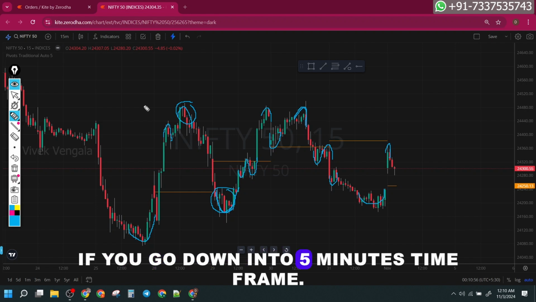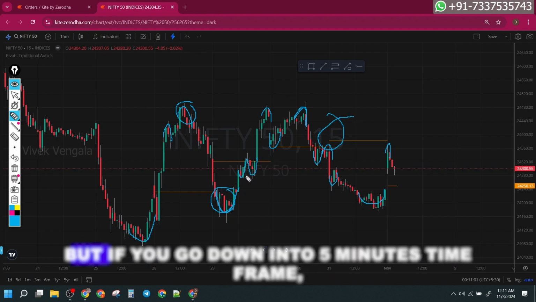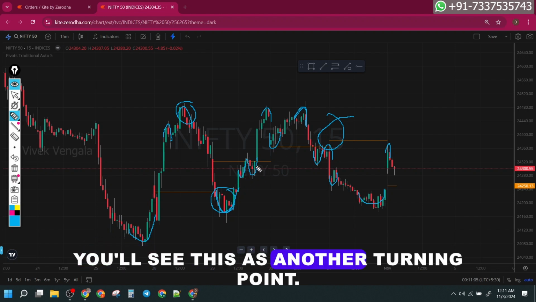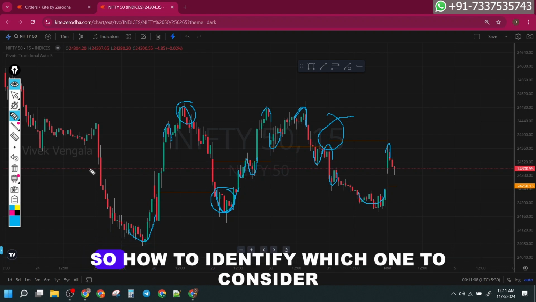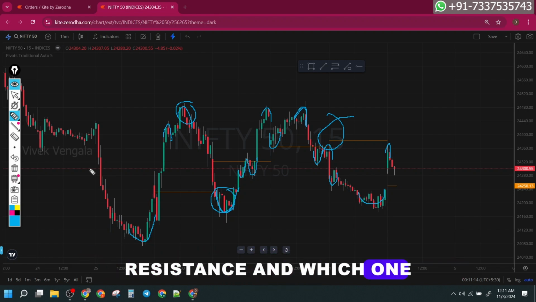If you go down into the 5 minutes time frame, I'm using 15 minutes, so you may be seeing it like this, but if you go down into the 5 minutes time frame, you will see this as another turning point. So how to identify which one to consider as an important support and resistance, and which one is not that important?